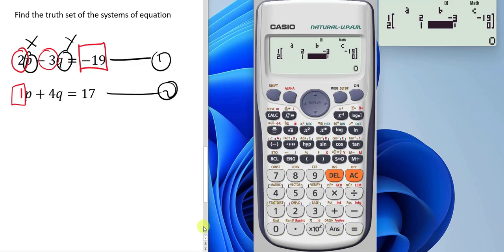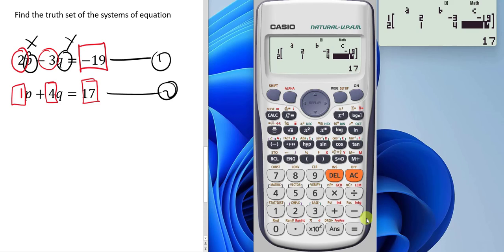Alright, the cursor will move to the b. That is what we are having here. So it's ready for you to input your coefficient of q. In this case, our coefficient of q is +4. So we are going to press 4. Press equal to, the cursor will move to the constant term for equation 2, and that is what? 17, +17. Therefore, you're going to have 1, 7. We press equal to. So now you are done inputting your values.